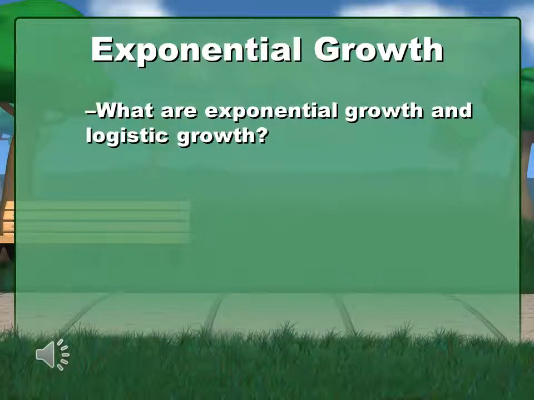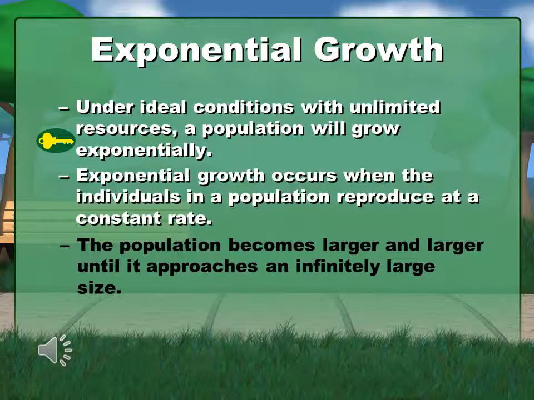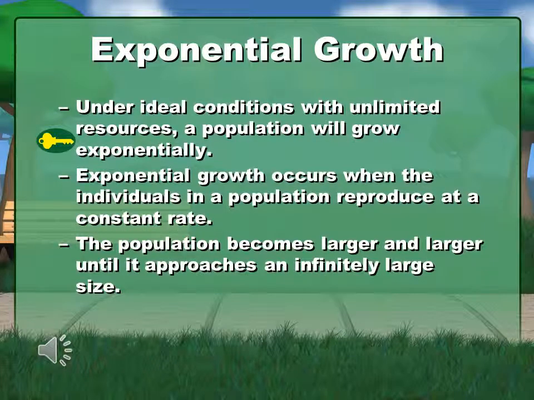Exponential growth. What are exponential growth and logistic growth? Under ideal conditions with unlimited resources, a population will grow exponentially. Exponential growth occurs when individuals in a population reproduce at a constant rate. The population becomes larger and larger until it approaches an infinitely large size.